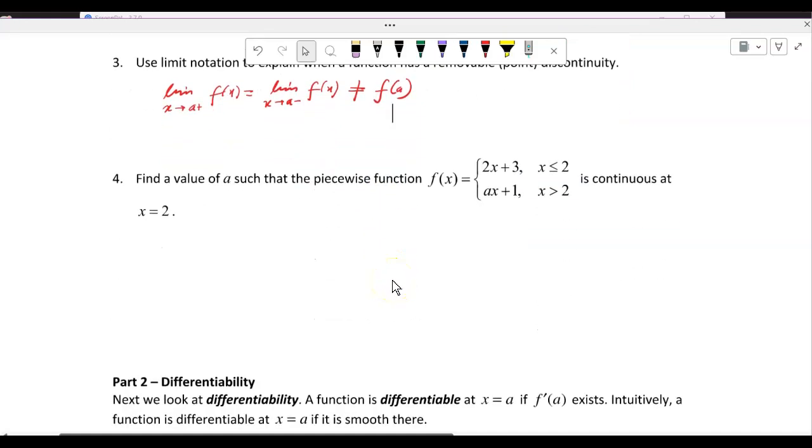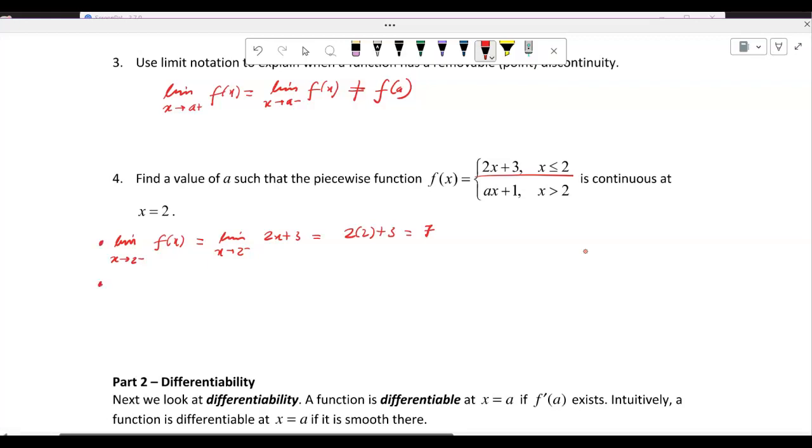Okay. Find a value of a such that the piecewise function f(x) is continuous. So, the left hand limit. Now how do you find a left hand limit? Limit as x tends to 2 from the left hand side means anything less than 2. So this is my left hand limit, and I have to use this function: 2x plus 3. Limit by substitution, 2 into 2 plus 3. Correct? This is my left hand limit.